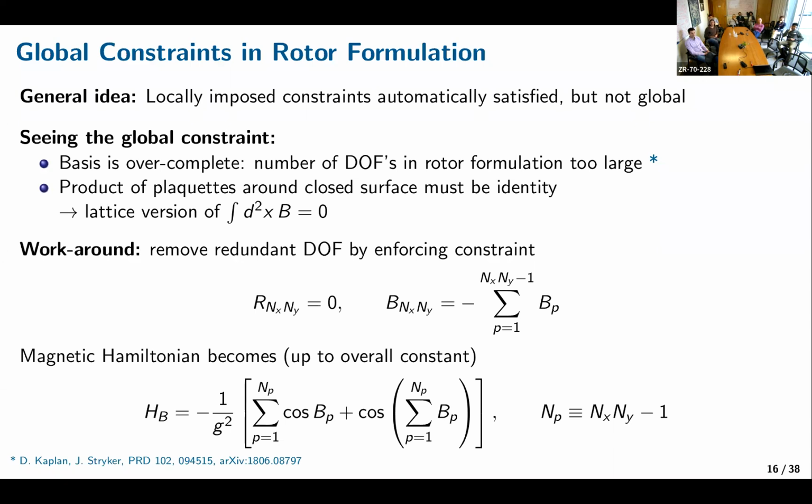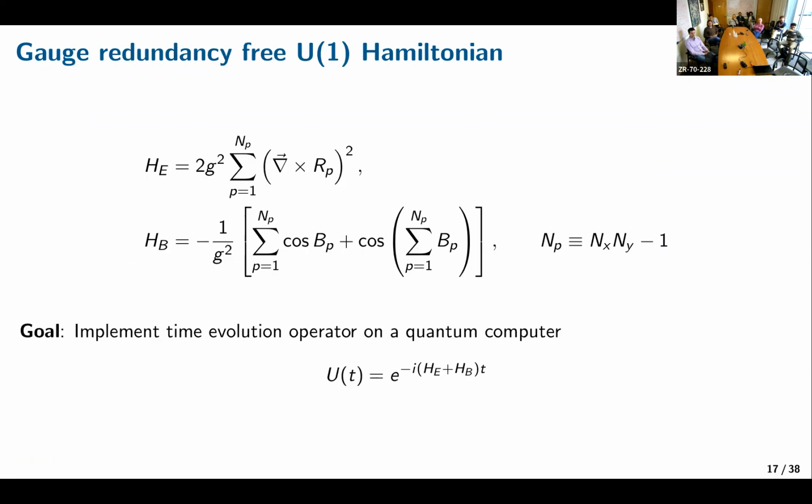Okay, and so to summarize, this is our gauge redundancy-free formulation of a U(1) Hamiltonian. And so now that we have this, what we want to do is to build a time evolution operator so we can simulate time evolution. Okay, and the first step to doing so is thinking about, well, how do we actually represent these operators R and B in terms of quantum gates? So this is sort of the next thing we're going to talk about.